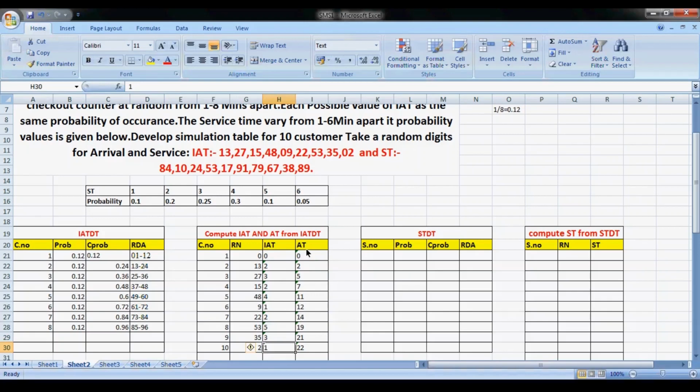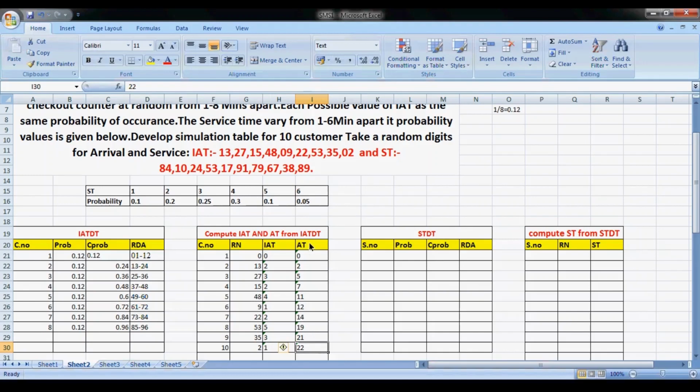Next, we need to calculate the arrival time. The arrival time for the first customer is 0. Then the arrival time for the second customer is 0 plus inter-arrival time 2, which gives a new arrival time of 2. Then 2 plus 3 gives 5. So 5 plus 2 gives 7. 7 plus 4 gives 11. 11 plus 1 gives 12. 12 plus 2 gives 14. 14 plus 5 gives 19. 19 plus 3 gives 21. 21 plus 1 gives 22. This is how we calculate the arrival time.